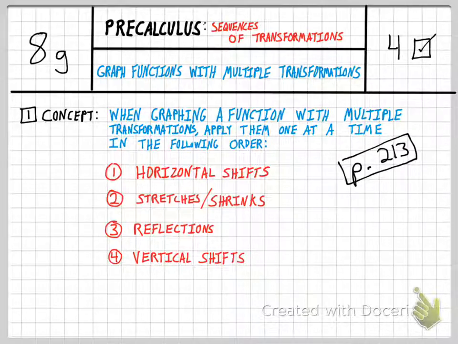Alright, box one is about the order in which you do things. When you see several transformations all at once, our goal is to be able to graph the final product, but we really need to do it in steps or stages, and you always want to think about them in this order. If there are any horizontal shifts, you want to do that transformation first, any stretches or shrinks second, any reflections third, and any vertical shifts last.